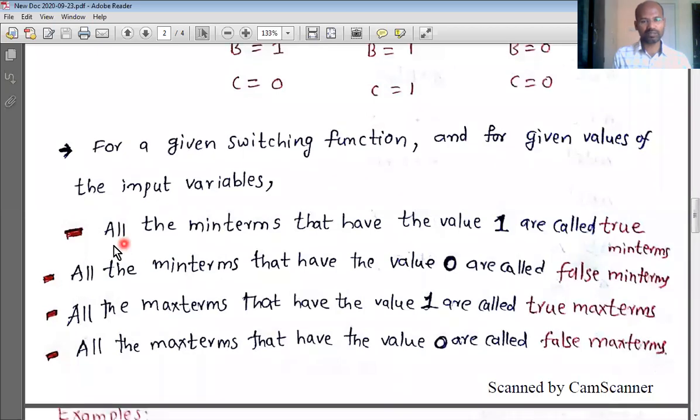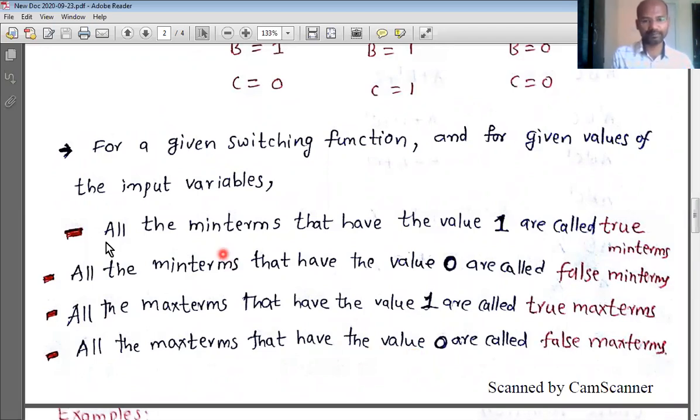And let's talk about these things. All the minterms that have the value 1 are called true minterms. All the minterms that have the value 0 are called false minterms. We will understand these things. All the maxterms that have value 1 are called true maxterms. All the maxterms that have the value 0 are called false maxterms.